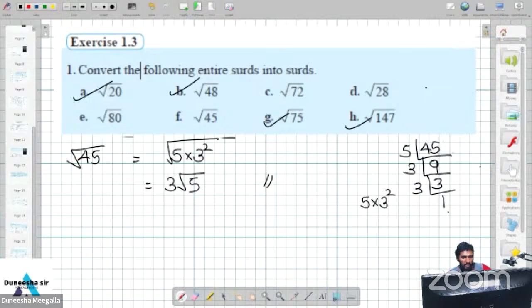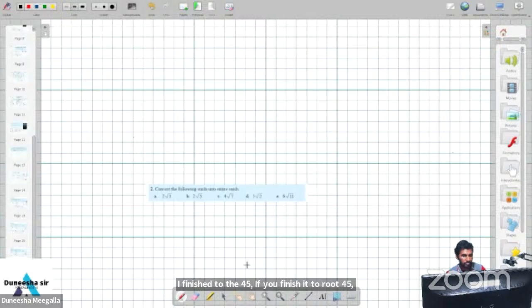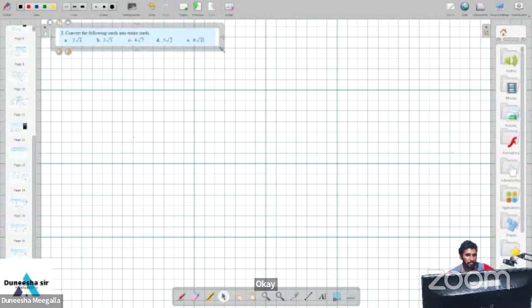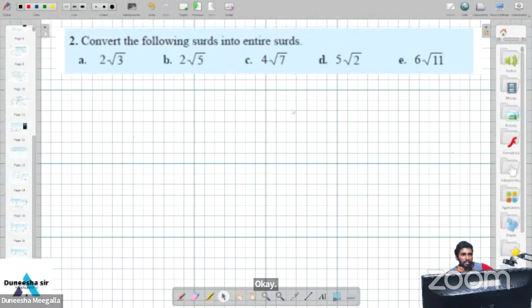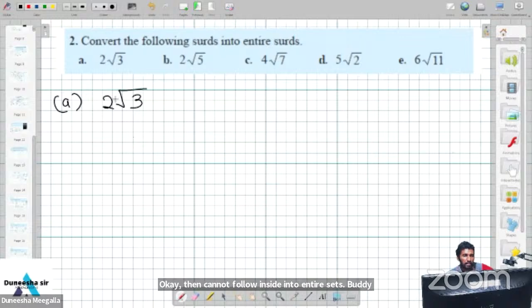I finished to the 45, root 45. If you finish it to root 45, raise hand. Okay. Then convert following surds into entire surds. What is it? Entire surds වලට convert කරනවා නම් මොකද්ද කරන්න තියෙන්නේ? Then what is the outside number is 2 to the power 1. If we take it to the entire root, මොකද කරන්න ඕනේ?